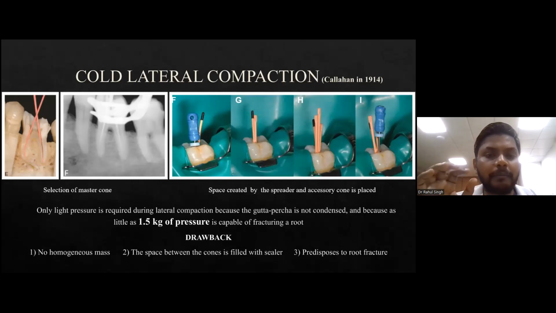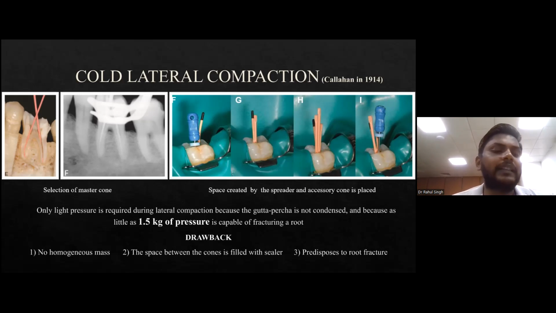And you should use the biggest possible spreader, because if you're using a smaller spreader, then you have to put the cone accordingly. Smaller cones mean more interfacial gaps between the GP and more percolation of the fluids and microorganisms. So we should fill the root canal with the least possible number of cones. And only light pressure is required during lateral compaction, because the gutta percha is not condensed, and as little as 1.5 kg of pressure is capable of fracturing a root.